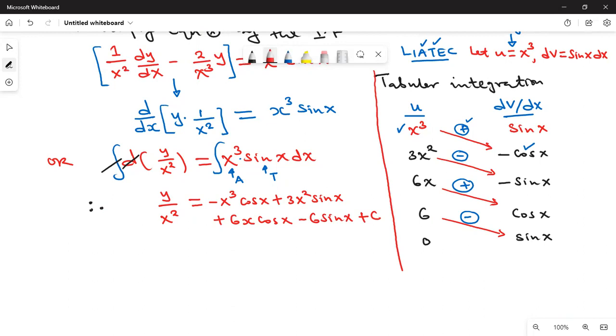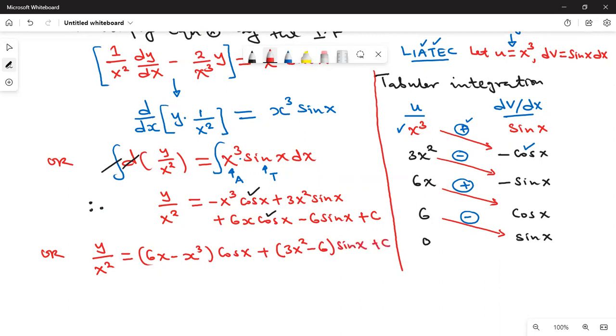You could make y the subject if need be, or you could just leave your solution as the one that we have found there, but it is always advisable that you simplify your solution. So you can say, y over x squared is equal to, I want to combine the cosine, this and this one. So that will be 6x minus x cubed, times cosine of x. Now also combine the sines. Sine x, I can see there's plus 3x squared minus 6 sine x. Then there's a constant c of integration, or an arbitrary constant. So that is our general solution in part B.